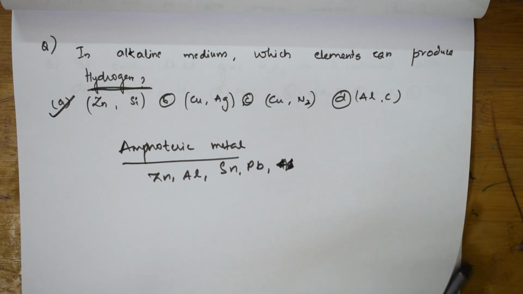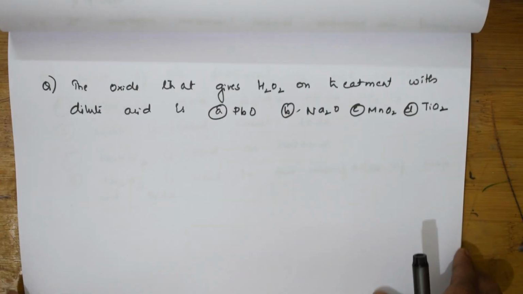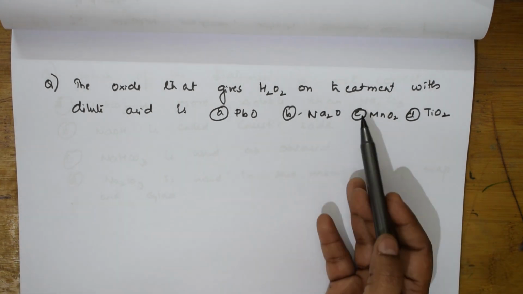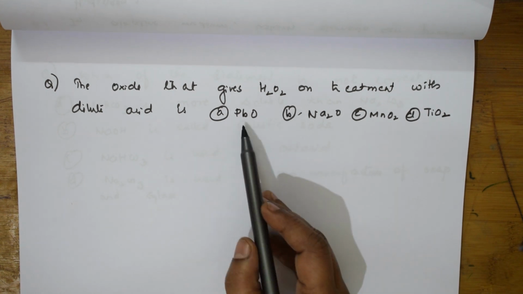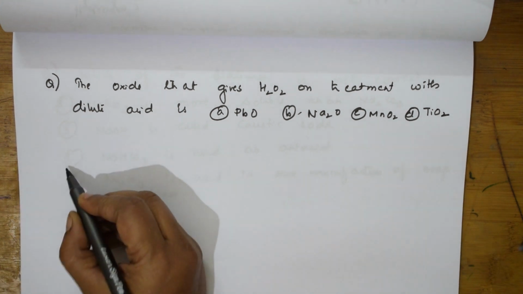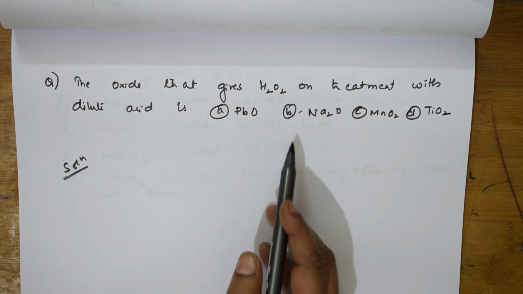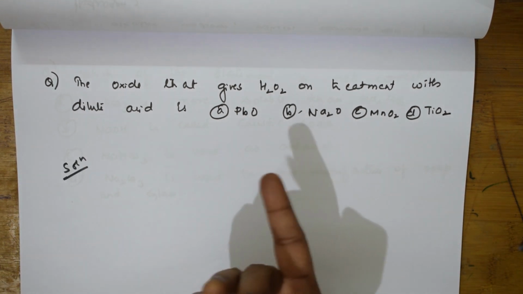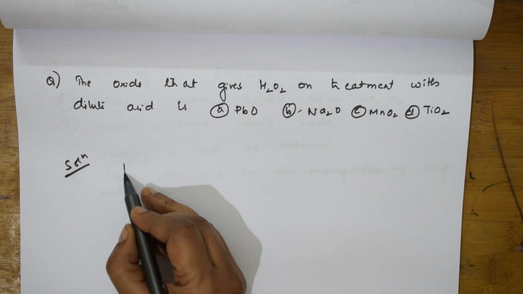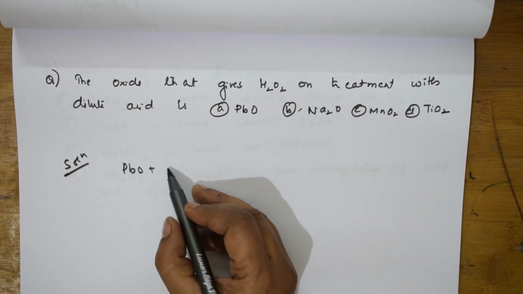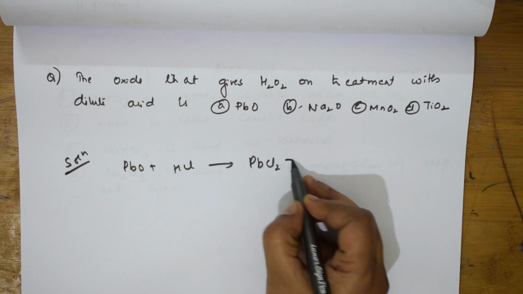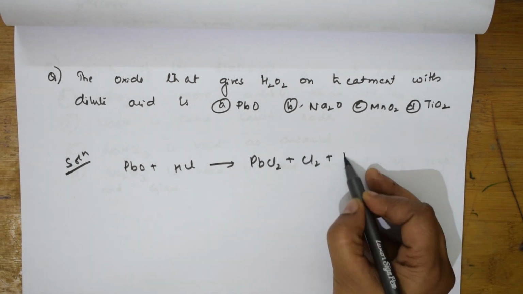Now let us come back and see the next question. In this next question, what do they give me? The oxide that gives H2O2 on treatment with dilute acid is, they've given 4 oxides. So for that you should know the reactions first. Let us write the reaction. So PbO, the first one, reacts with dilute acid, means you can pick up HCl. Then what will happen? It will become PbCl2 plus Cl2 and water.